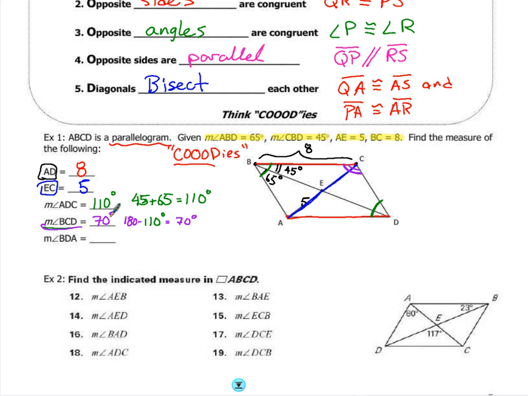The last angle we're trying to find here is angle BDA, and that would be this small angle. Since this is a parallelogram, side AD is parallel to side BC. Since they're parallel to each other, their alternate interior angles would be congruent. So if this angle is alternate interior to this angle, and they're made by parallel lines, then if CBD is 45 degrees, angle BDA would be 45 degrees.